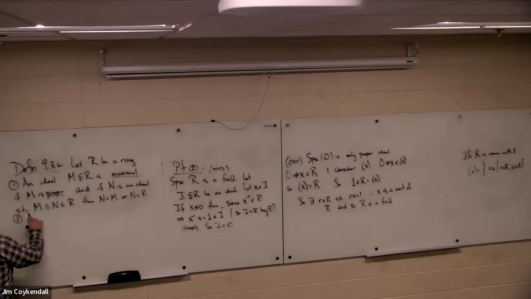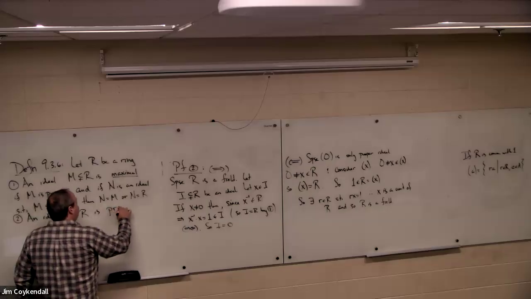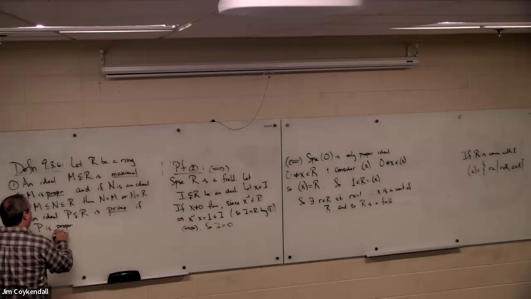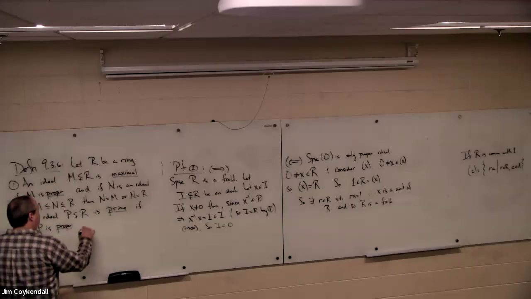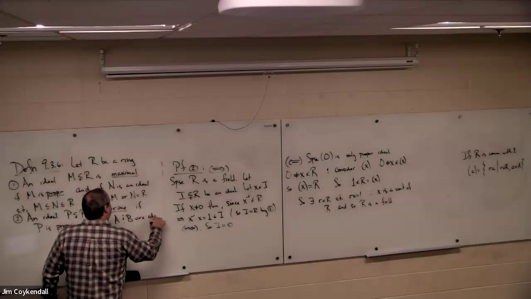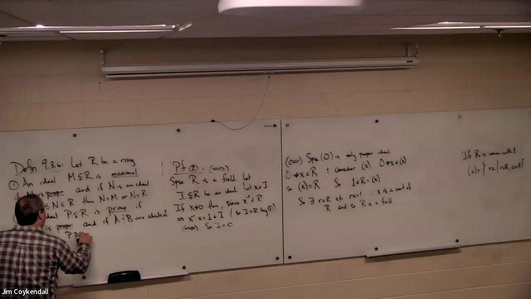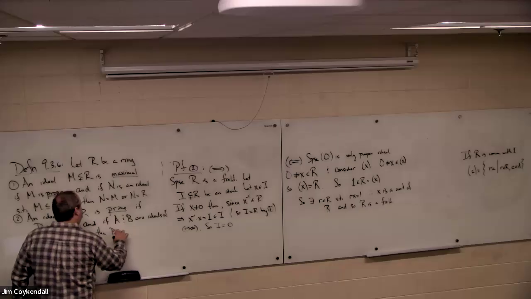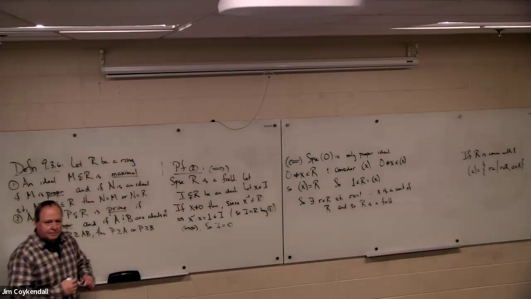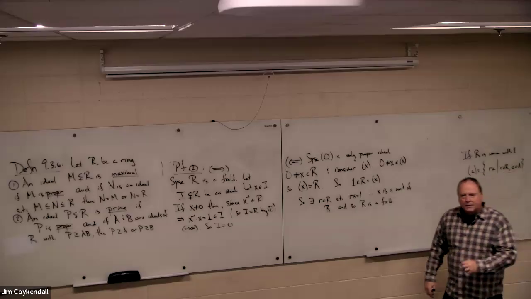Two, an ideal P, again strictly contained in R, is prime if P is proper, again an ideal strictly contained in the ring, and if A and B are ideals of R with P containing AB, then P contains A or B. What this implies is that if it contains the product of two ideals, it has to contain one of them.